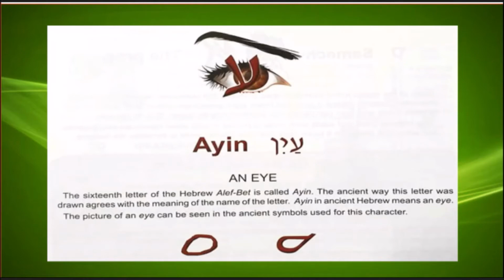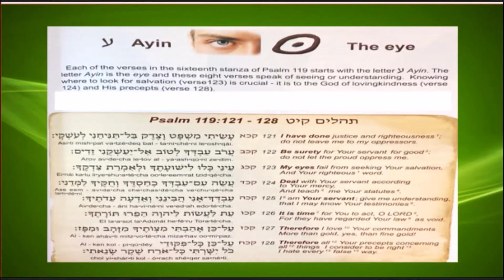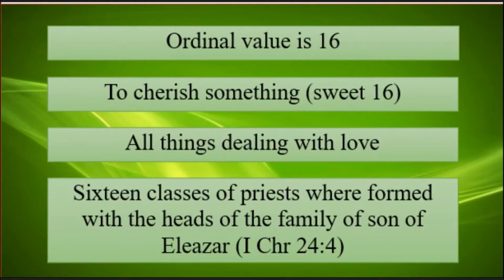The 16th letter of the Hebrew alphabet is called Ayin. The ancient way this letter is drawn agrees with the meaning of the name of the letter. Ayin in the ancient Hebrew means an eye. The picture of an eye can be seen in the ancient symbols used for this character. So Ayin means eye.